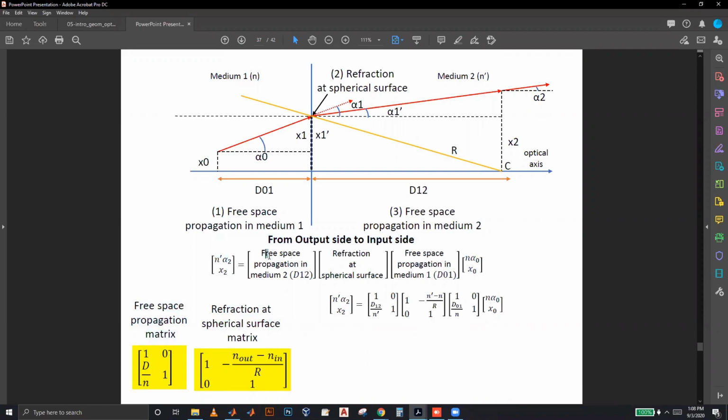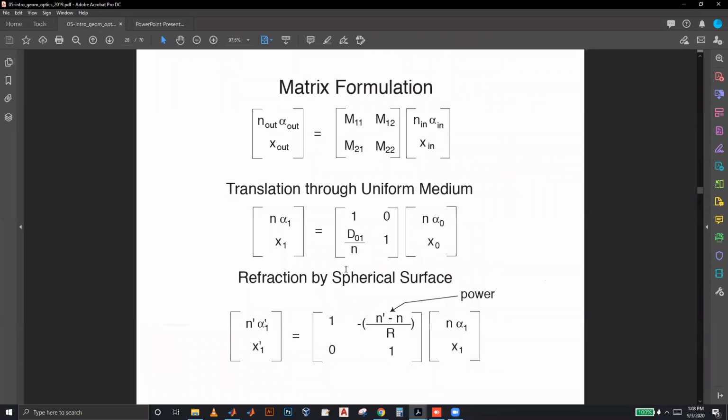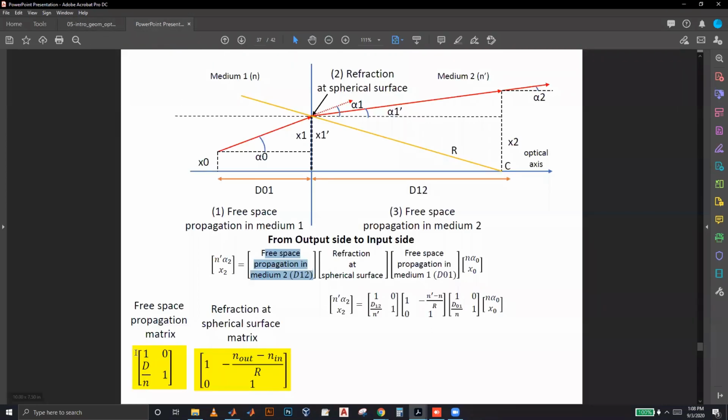So first we have to look at free space propagation in medium 2. I'll just pick this matrix. Remember again, I said this slide is pretty important for problem solving. If you just have this slide and nothing else, you can solve all the problems. So just look at the translation for uniform medium matrix, as summarized over here. In this case, the medium has refractive index n prime and the distance is d12. So I'll replace n by n prime and d by d12. So 1, 0, and 1 remain the same, and d over n becomes d12 over n prime.